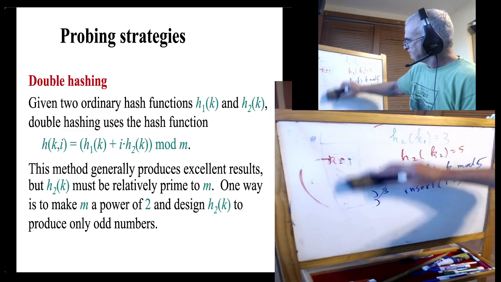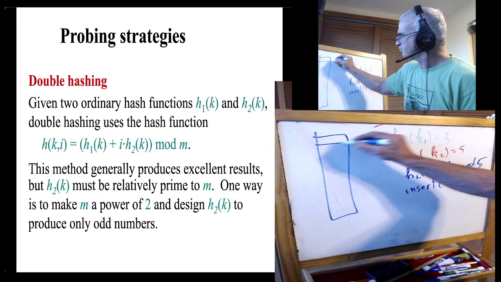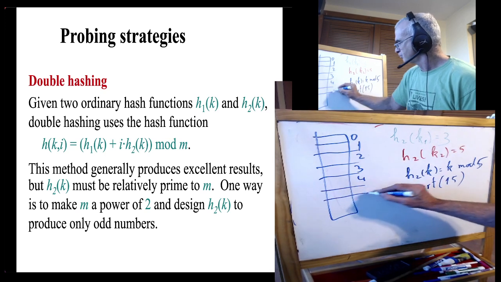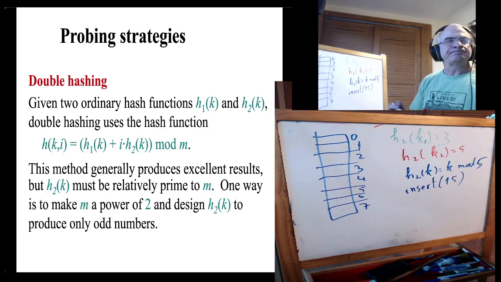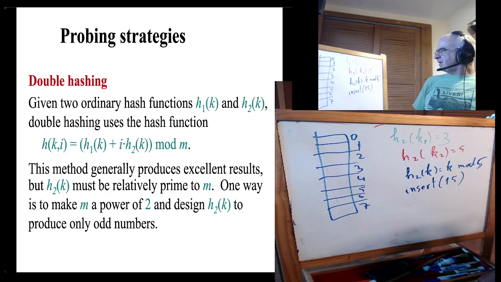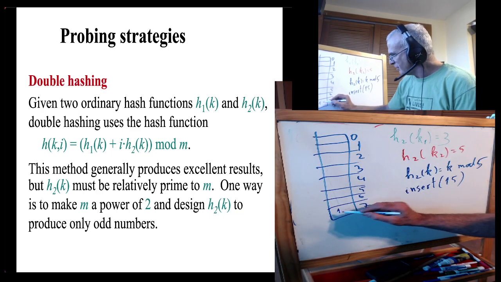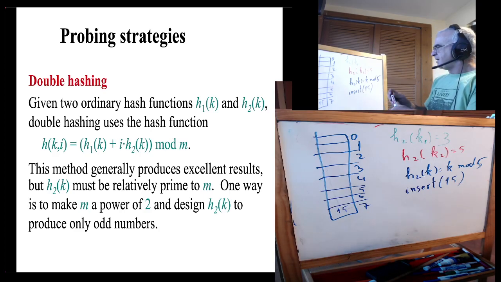Let's rewrite this table. And I'm asking you to insert 15. And 15 modulo 8 should be 7, right? 15 modulo 8 should be 7. So here goes 15 to live right here.